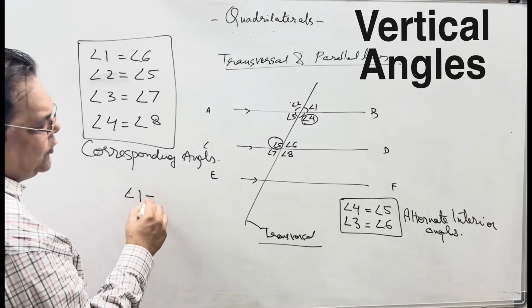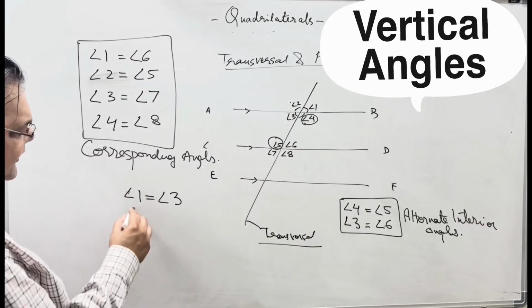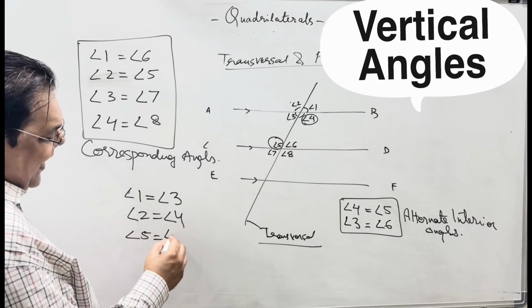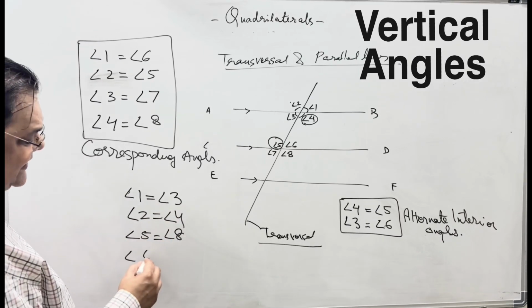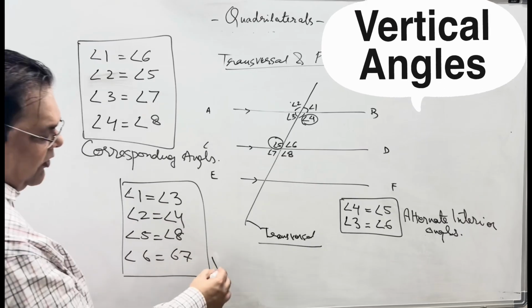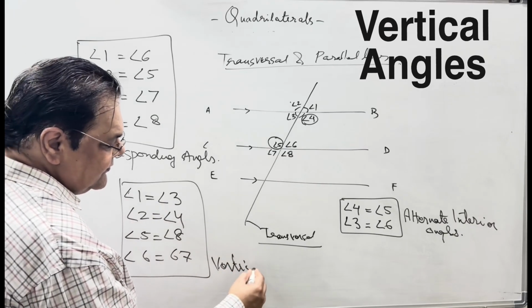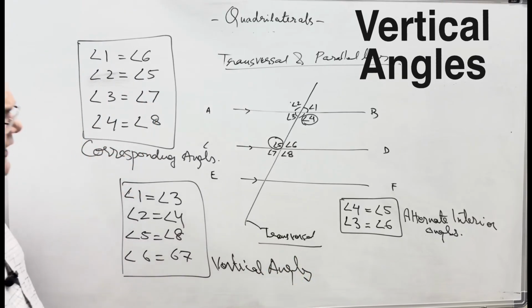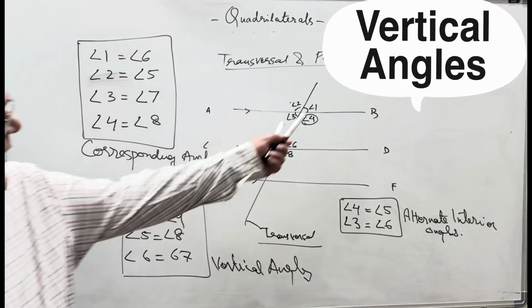Angle 1 is equal to angle 3. Angle 2 is equal to angle 4. Angle 5 is equal to angle 8. And angle 6 is equal to angle 7. Vertical angles. These are vertically opposite angles. 1 and 3 they are equal.